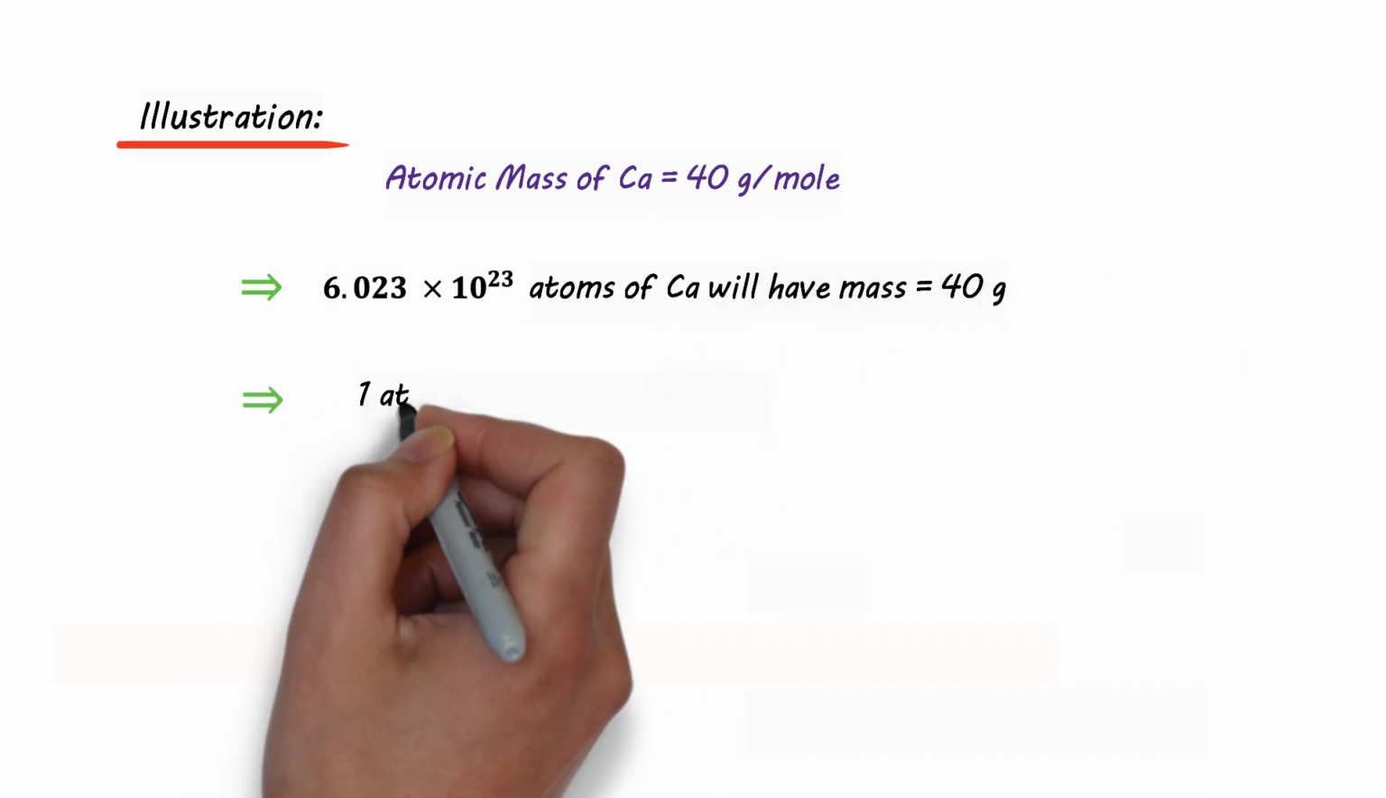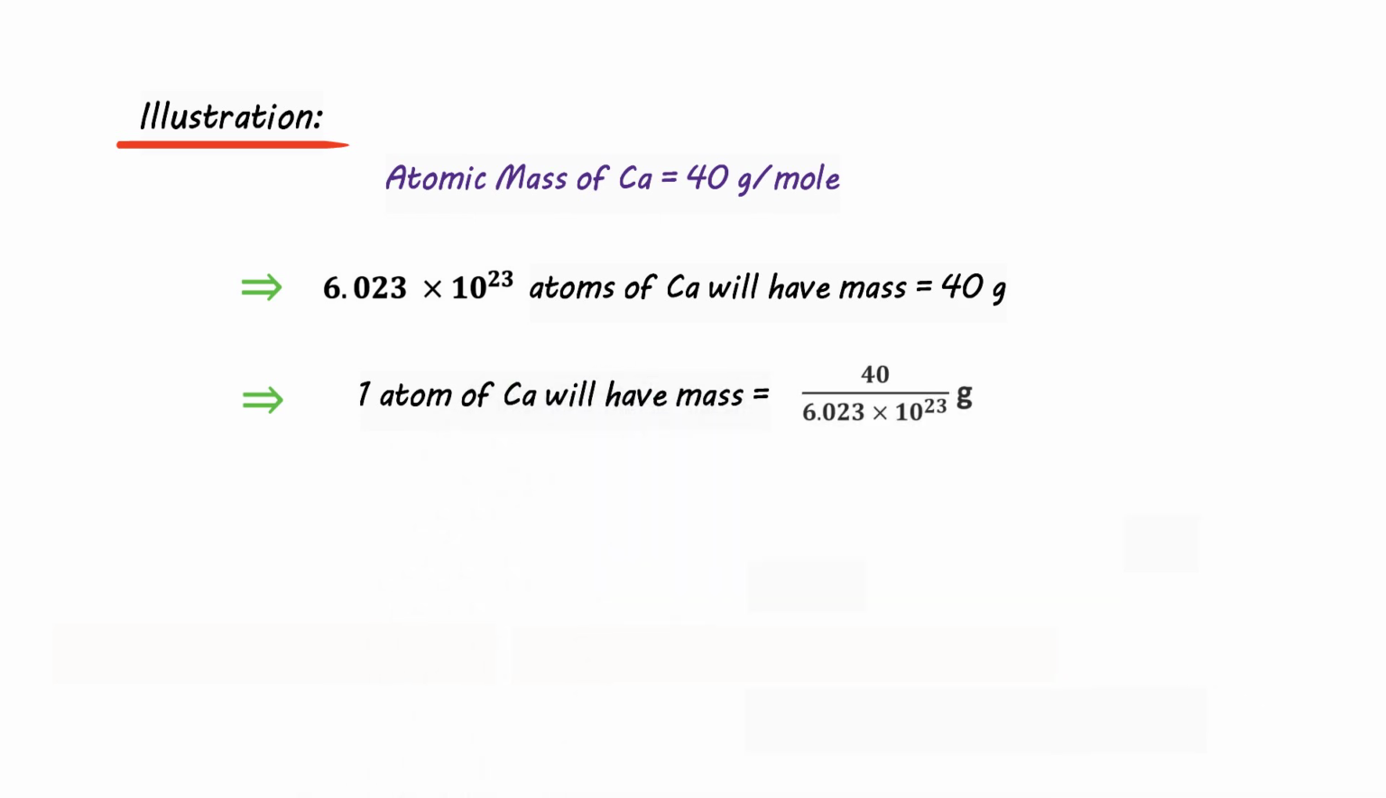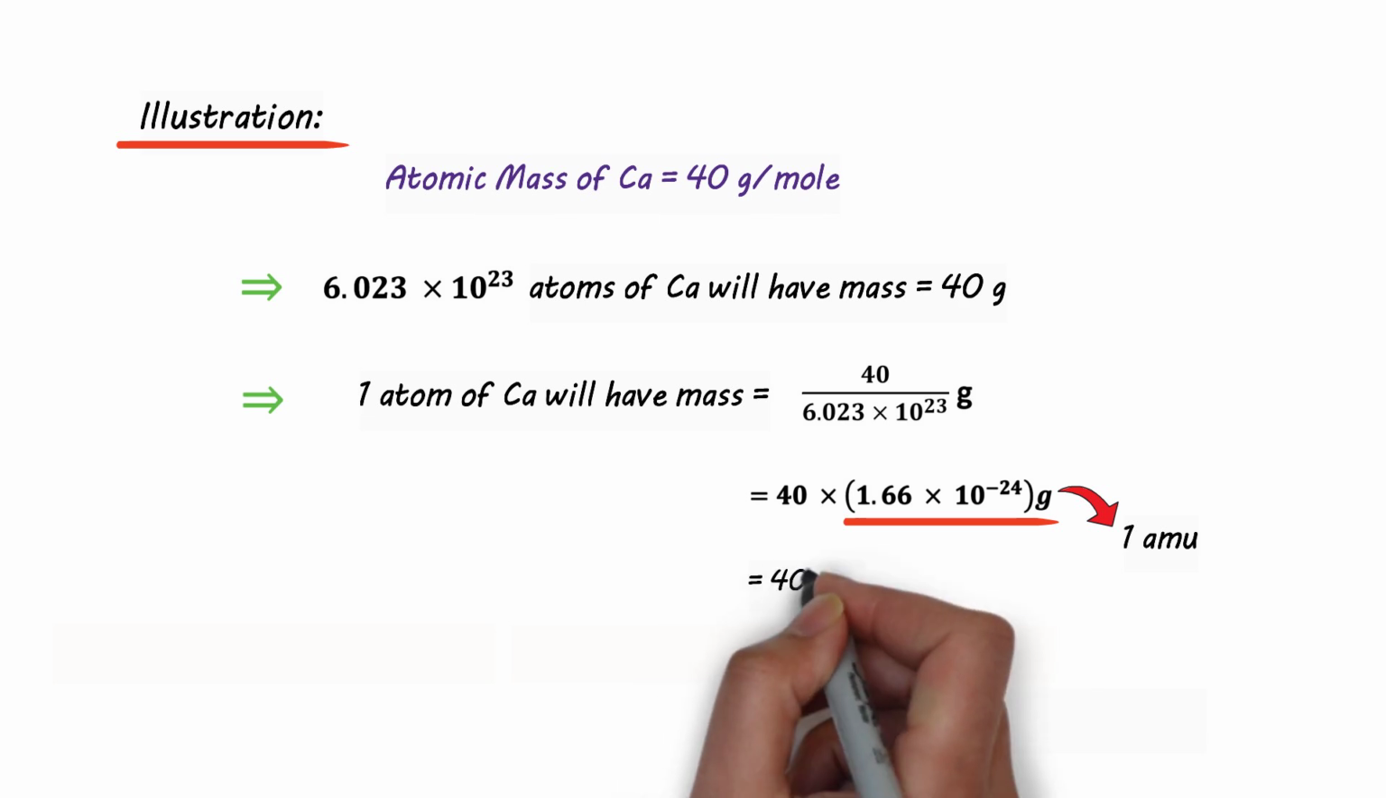This implies one atom of calcium will have mass equal to 40 divided by Avogadro's number, and that comes out to be equal to 40 into 1.66 into 10 raised power minus 24 grams. Since we know 1.66 into 10 raised power minus 24 grams represents 1 AMU, this gives us 40 AMU.